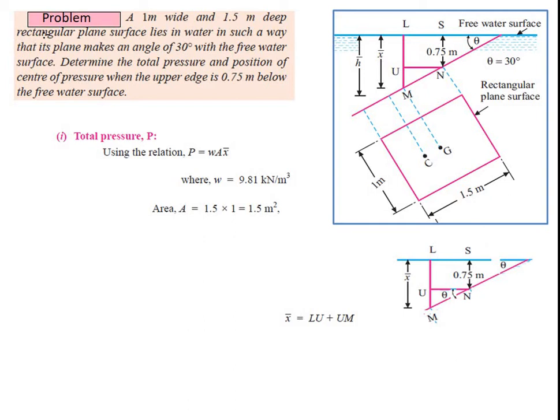So x bar can be calculated as x bar is equals to LU plus UM. Now we know that sine of 30 is equals to UM divided by MN. So we can write this as x bar is equals to 0.75 plus MN sin 30.